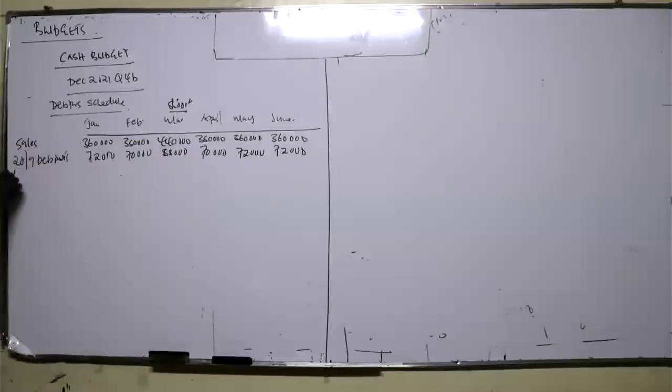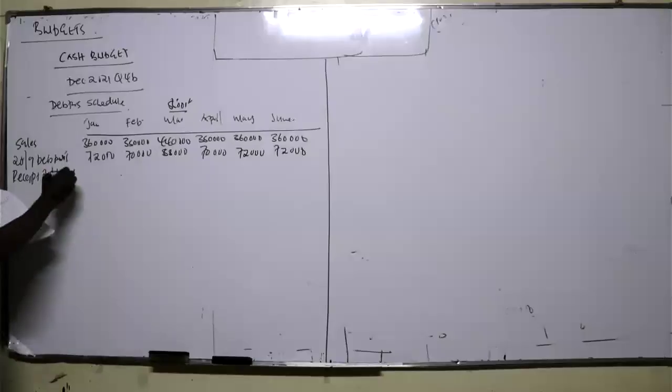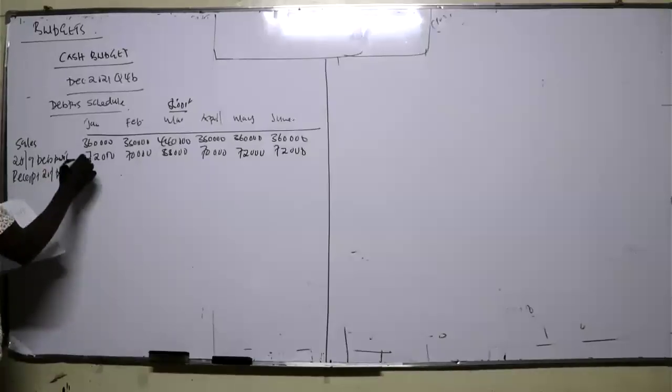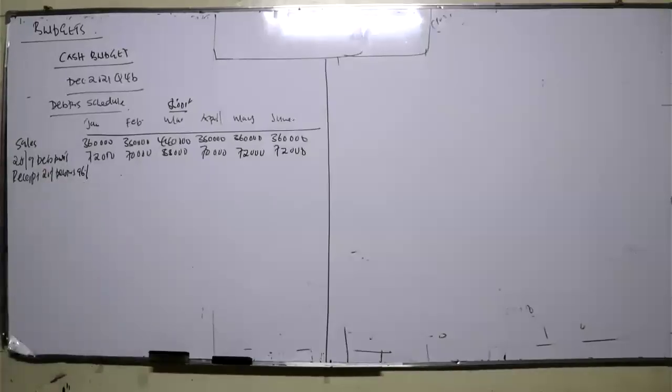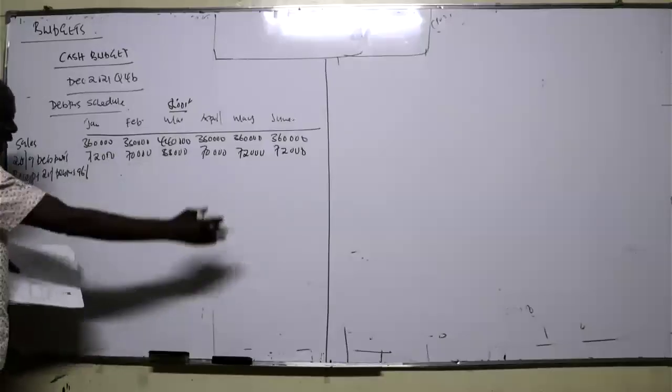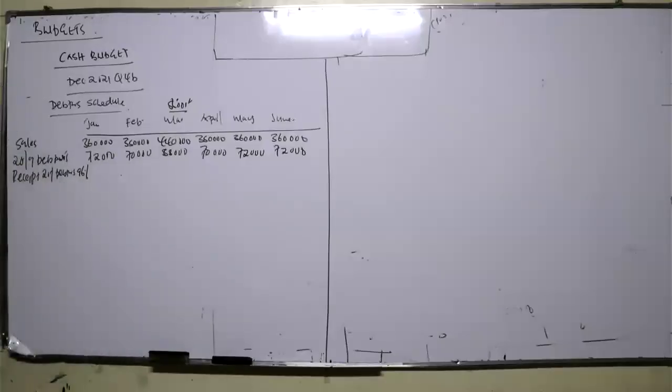So now receipts, you write here receipts, 20% debtors, isn't it? When are they paying? 20% debtors pay in cash. So they pay the same month they buy, isn't it? But they're paying 96%. They're given a discount of how much? 4%. So the amount owing, they pay how much? 96%, isn't it, of this amount.